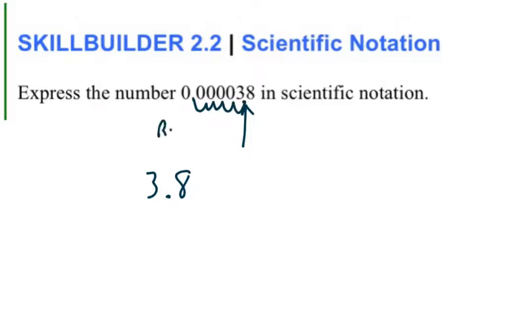Now, we did move it to the right. So, yes, the exponent is going to be a 5, but because we went to the right, it'll be a negative 5. So the answer is 3.8 times 10 to the negative 5. Okay? Now, let's do this.